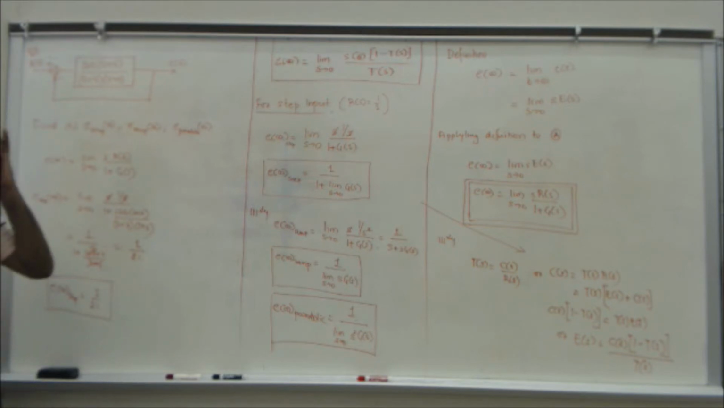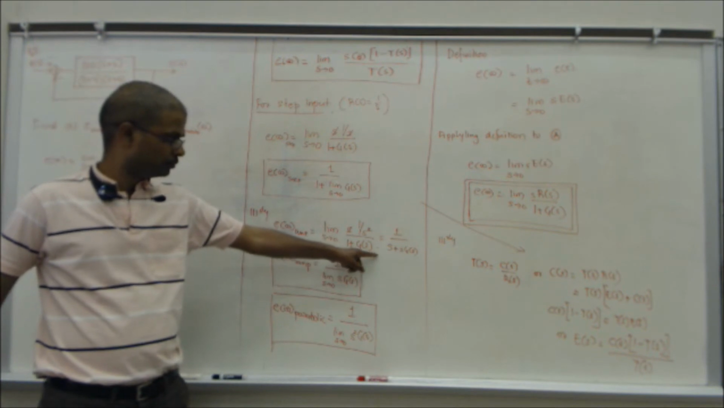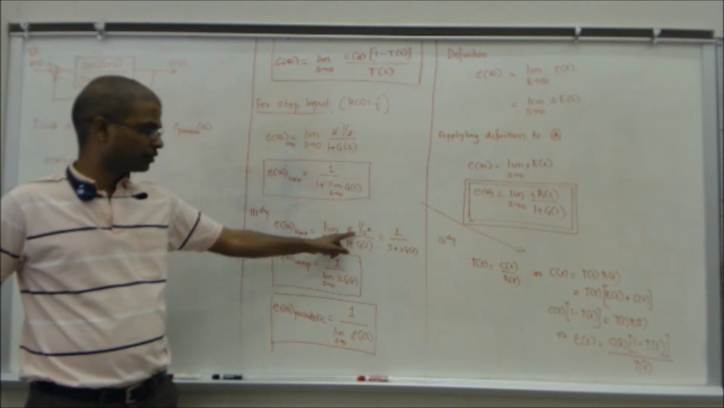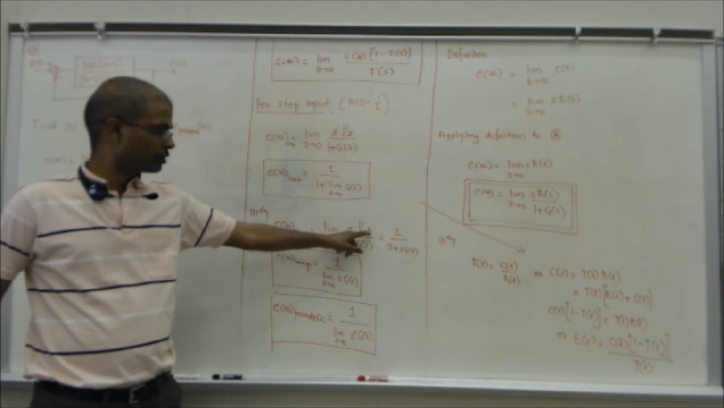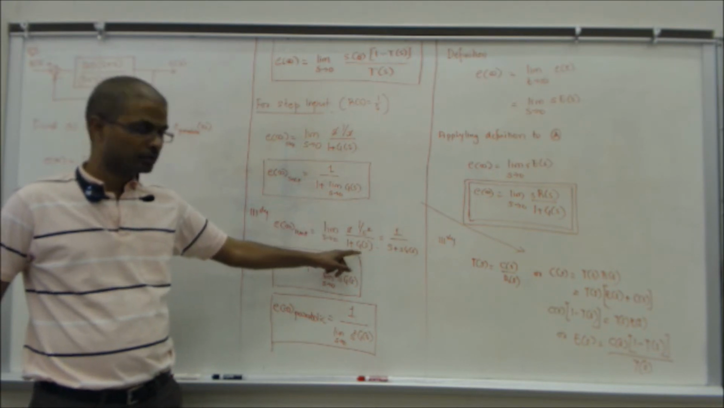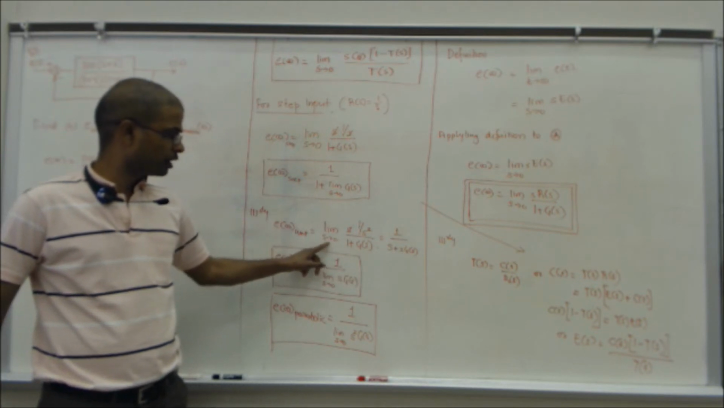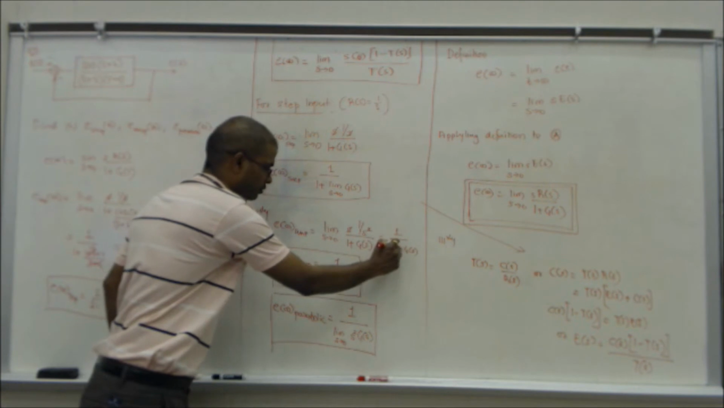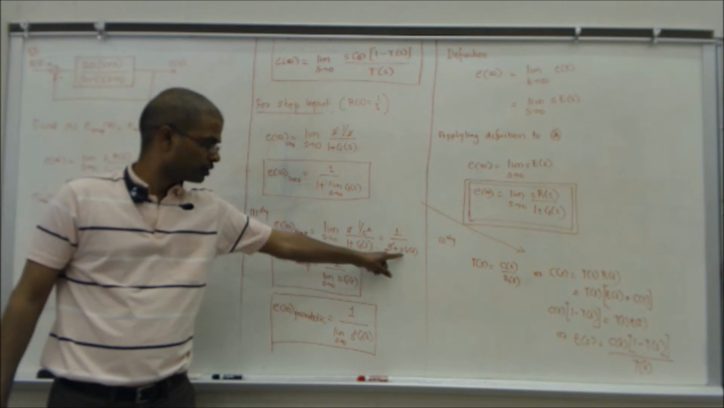We have E infinity ramp. In the denominator, is there not a 1 plus the limit as S approaches 0? That's what I showed you here. You have S in the numerator and 1 over S square. So this S square cancels. So S comes to the denominator, S plus 0. What happens if you make S equal to 0? This goes to 0, right? So the limit only applies to this term.